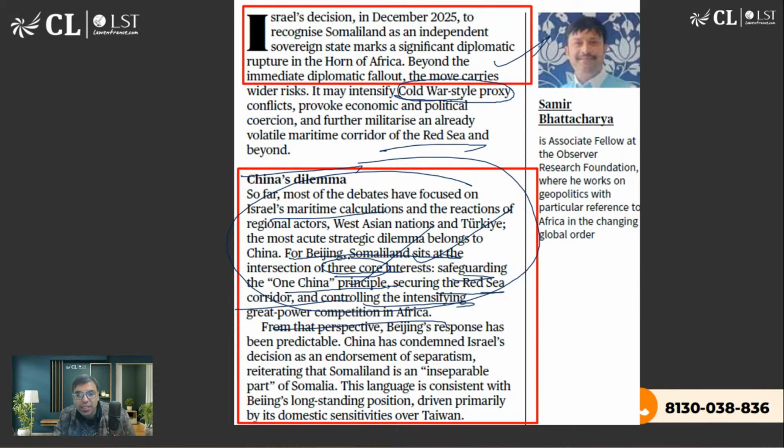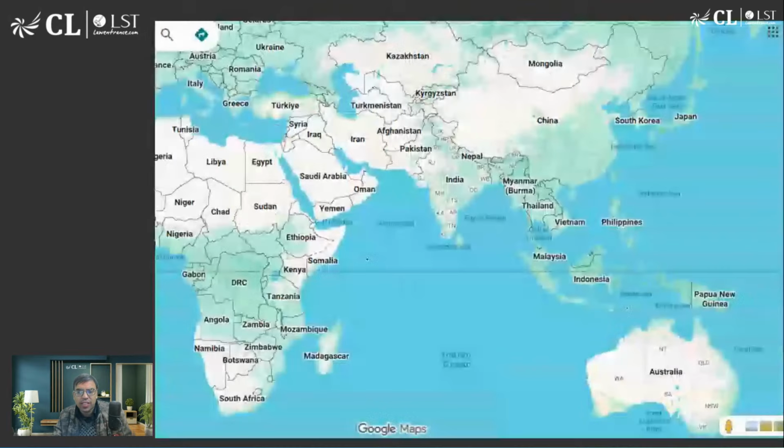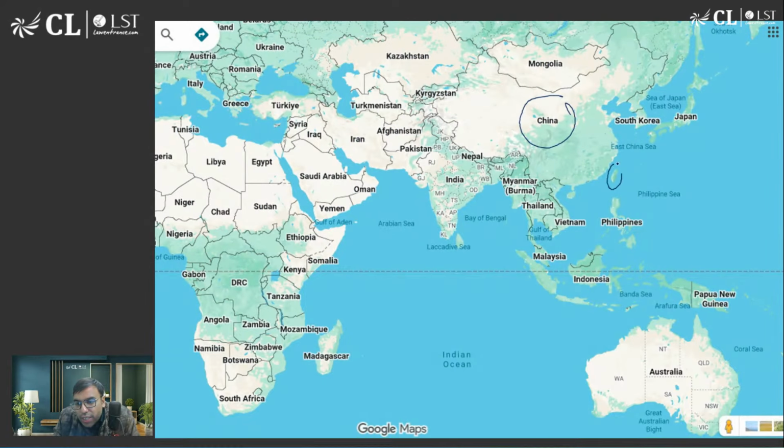And One China policy, I'm sure you must be aware of what is One China policy. So this is China. This is called as Taiwan. And officially Taiwan is called as ROC, Republic of China, whereas China is called as PRC, People's Republic of China. China wants that Taiwan should not be recognized as a country. This is called as One China policy.